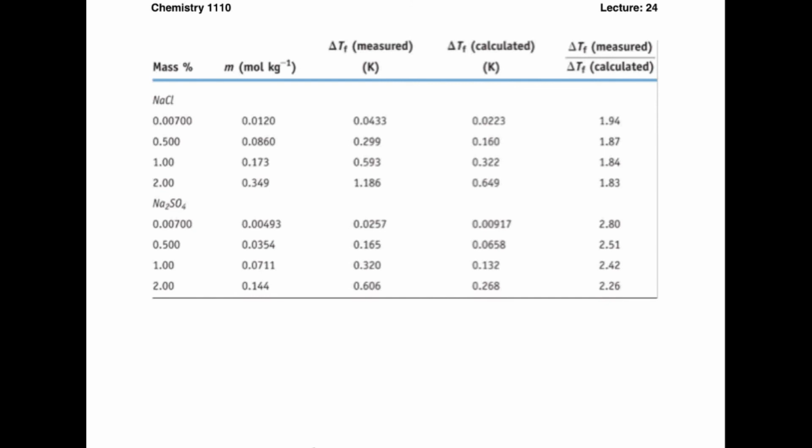But if I look down this table here, I notice that my number becomes farther off as I go down. In other words, as I get more and more concentrated in sodium chloride, my measured freezing point is farther away from that ideal 2 Van't Hoff factor. So what's actually going on here? What's actually going on here is the difference between ideal and non-ideal solutions.